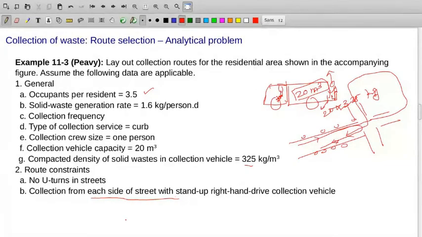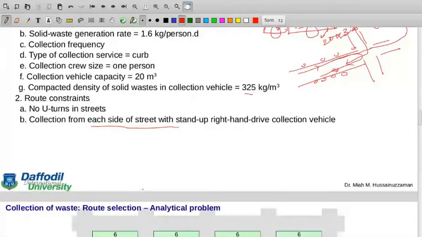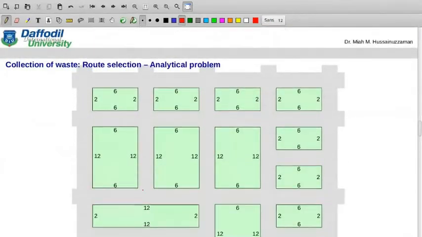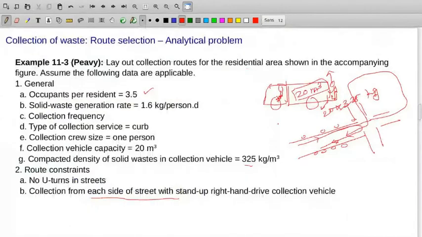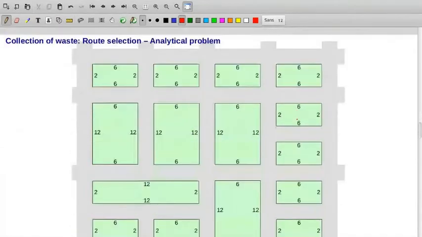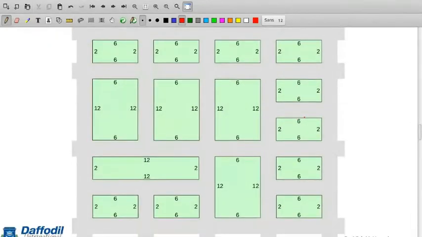So how do we solve the problem? First, we have to calculate how much waste is produced, and then compare the amount of waste with the capacity of the truck. Then we will know how many trips are required each day or each week. We don't know whether it should be day or week. So this is the map. You can see that in this block, we have to calculate how many families are here. It is very easy, because there are similar blocks.